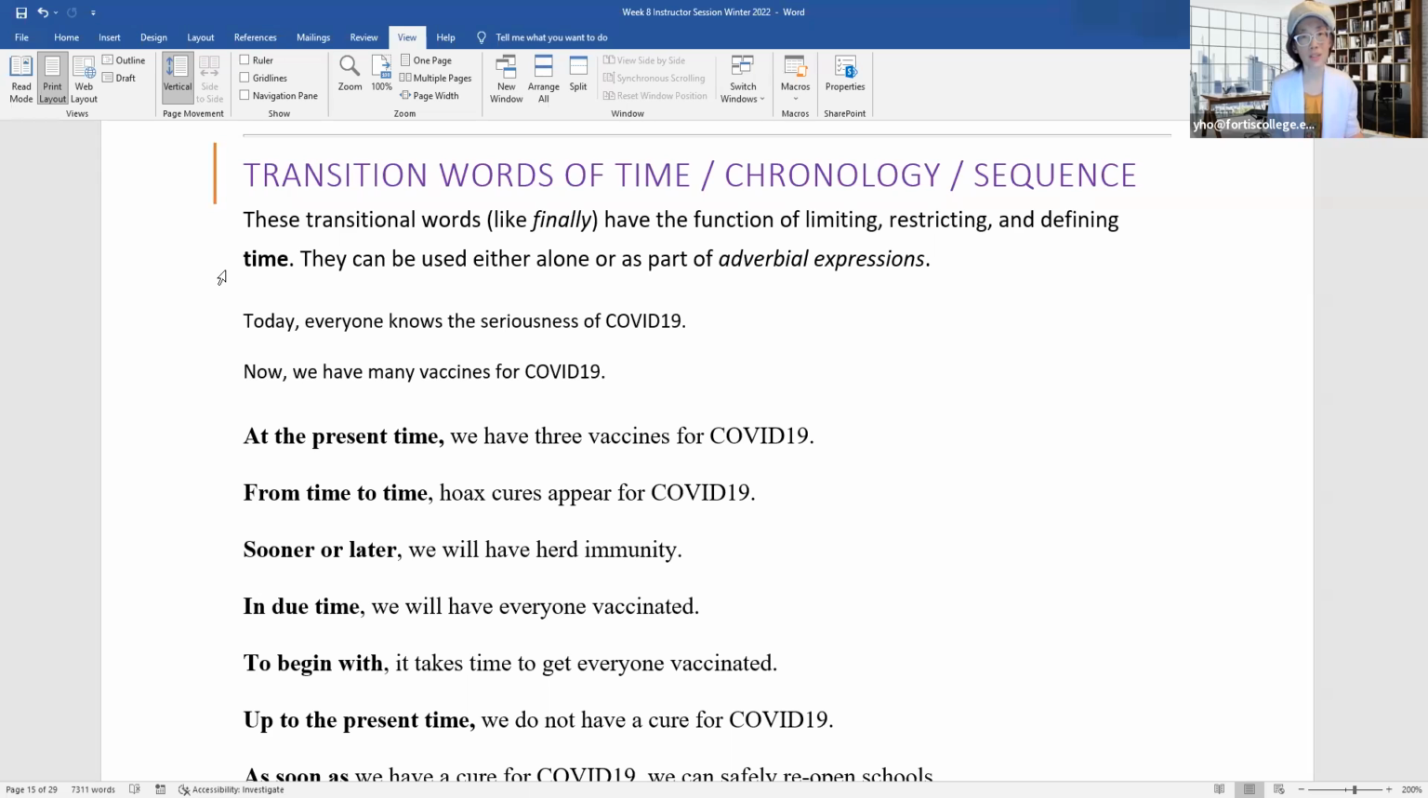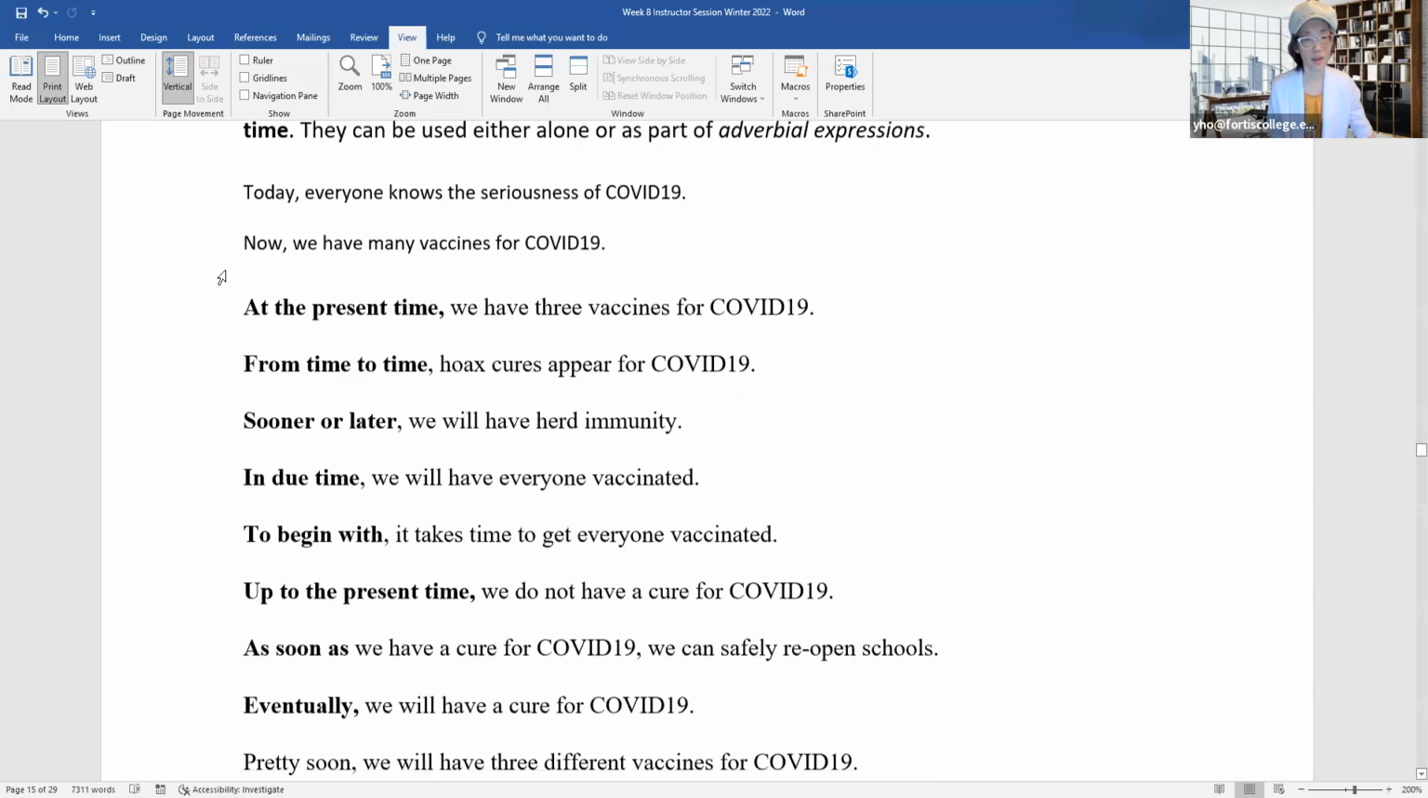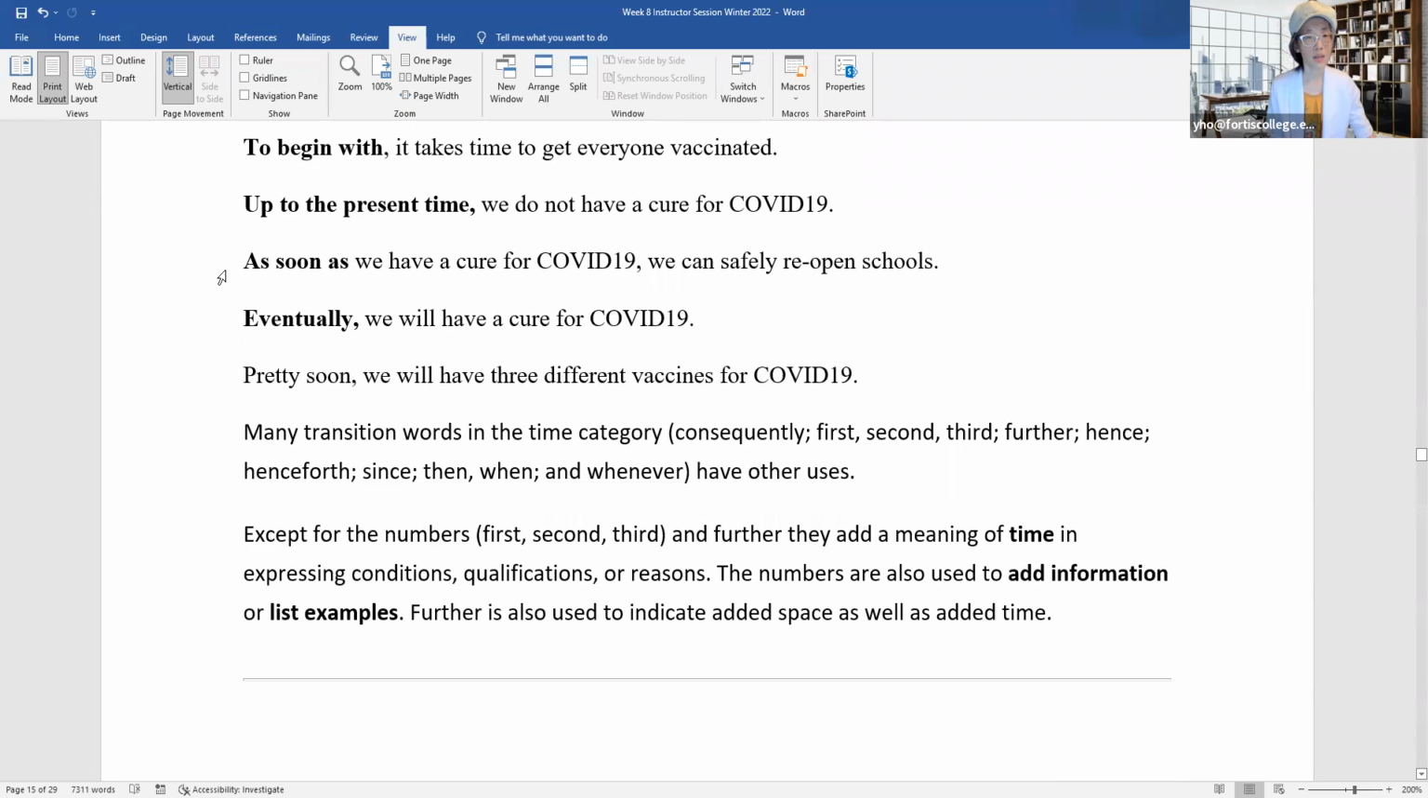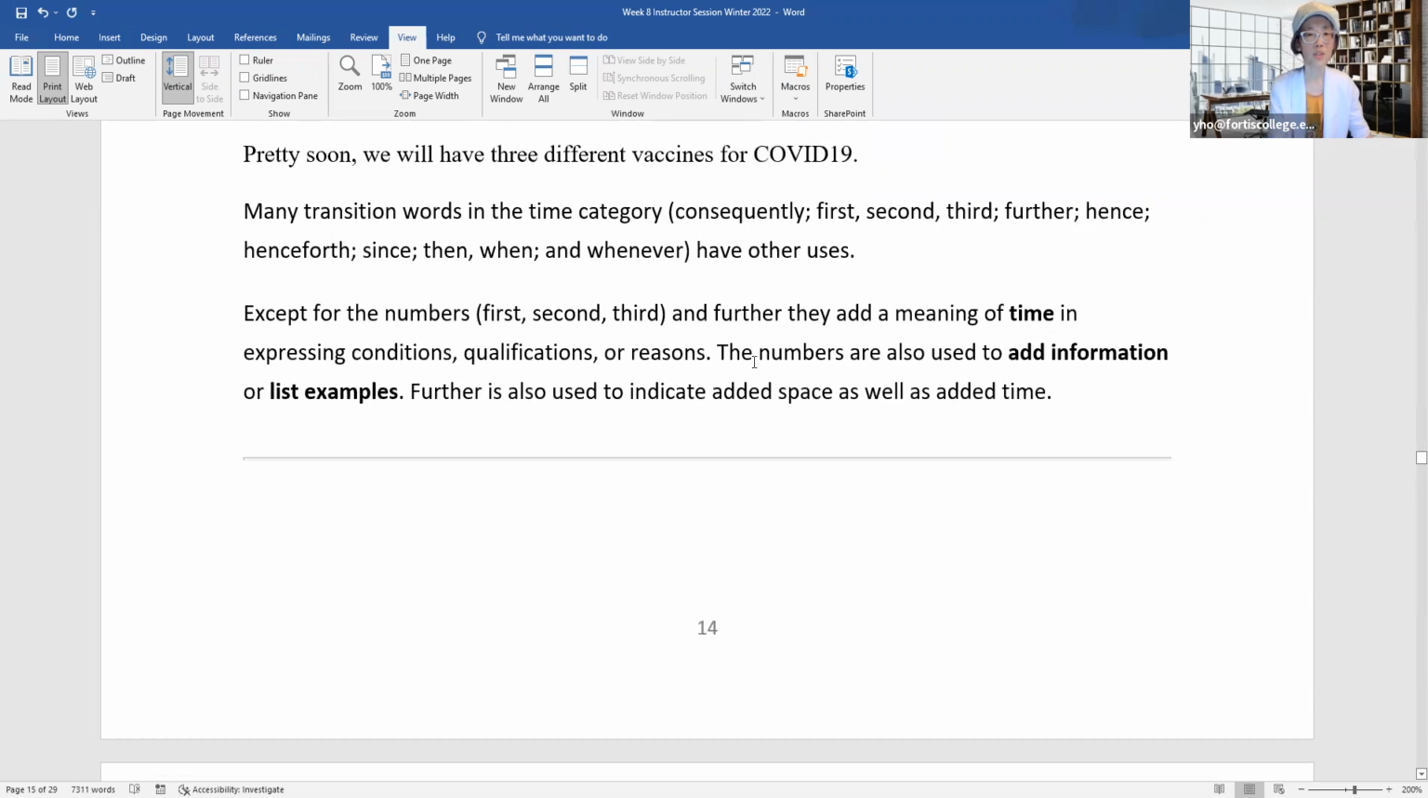So all of this has to do with time, and we do not have a cure for monkeypox. If I wanted to update this, it's monkeypox. Okay, we do not have a cure for, actually there's a smallpox vaccine for monkeypox. So pretty soon we will have everybody vaccinated.